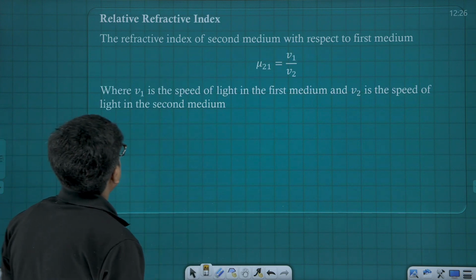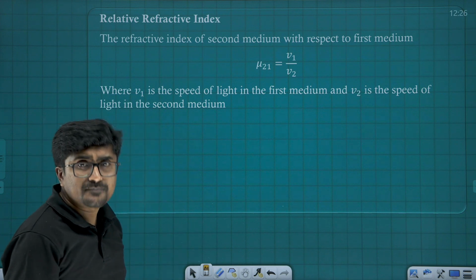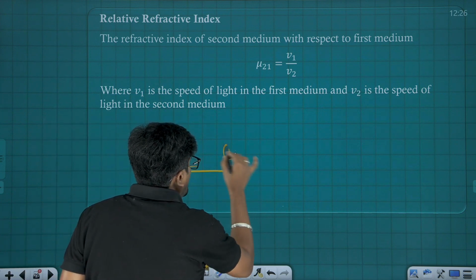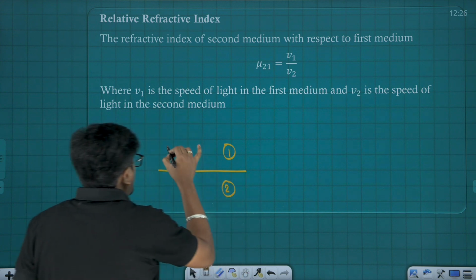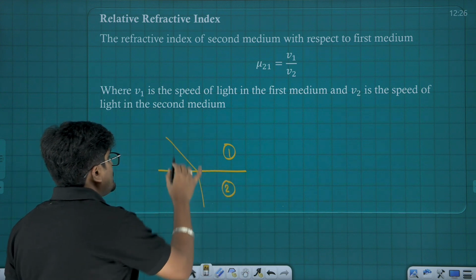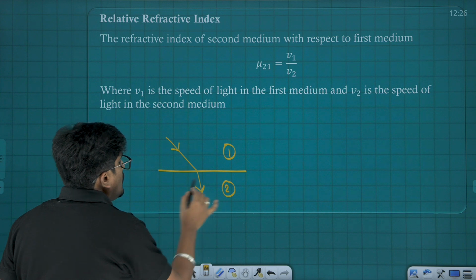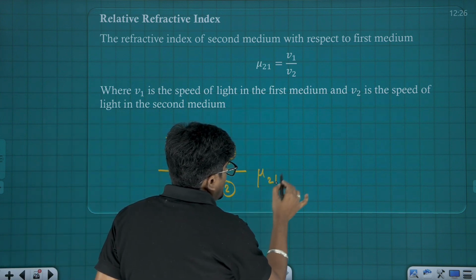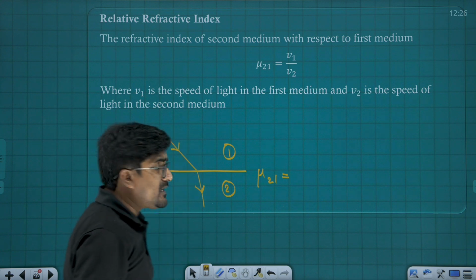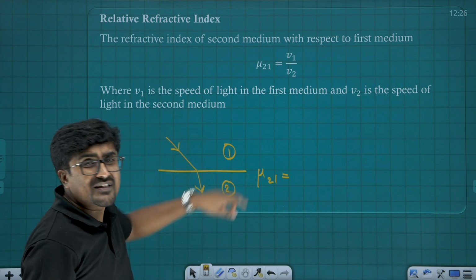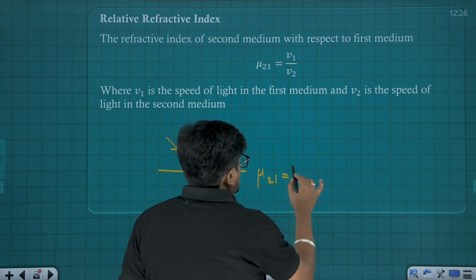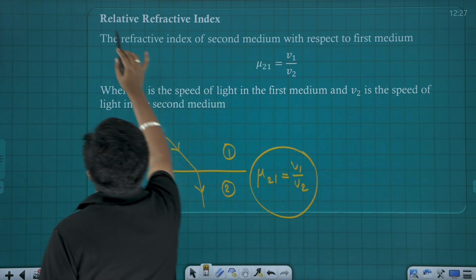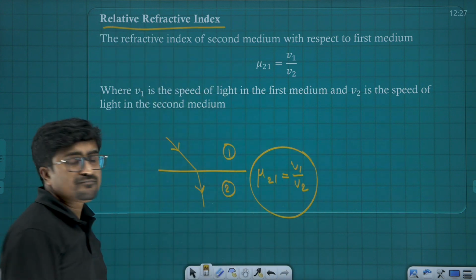Moving to the next, relative refractive index. I have medium number 1 and medium number 2. Light is traveling from 1 to 2. Here, the refractive index of the second medium with respect to the first, I repeat, the refractive index of the second medium with respect to the first, is V1 by V2. That is the relative refractive index.